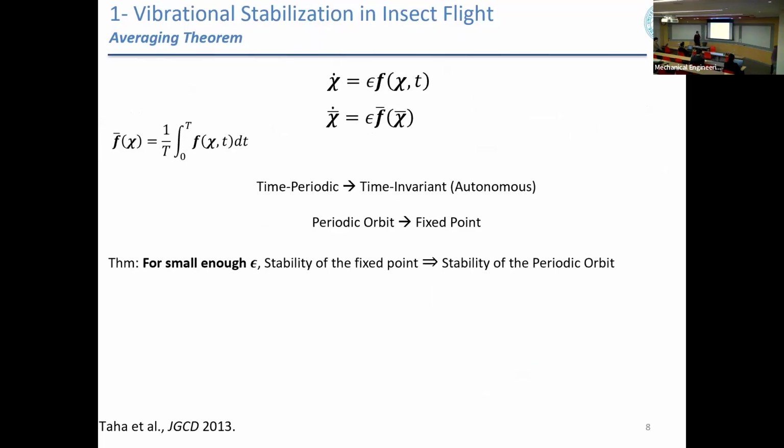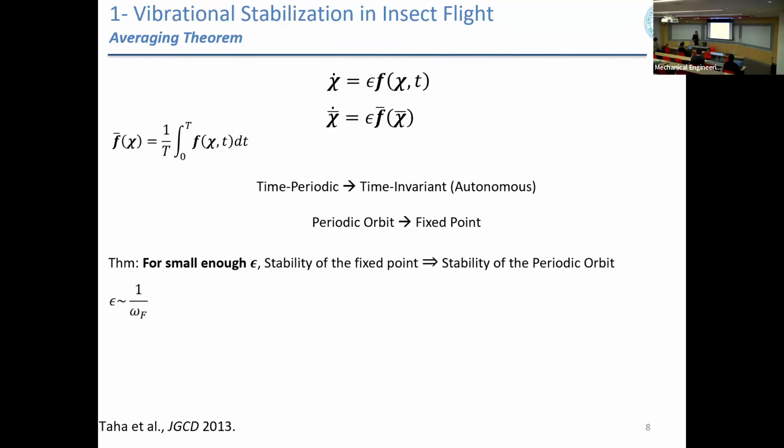And here is the mathematical statement of the theorem. For a small enough epsilon, stability of the fixed point implies the stability of the periodic orbit. A very powerful theorem that may seem to support the work of biologists. Powerful because you analyze stability for an easy system, but conclude the stability for a difficult system. But it says, provided that epsilon is small enough.